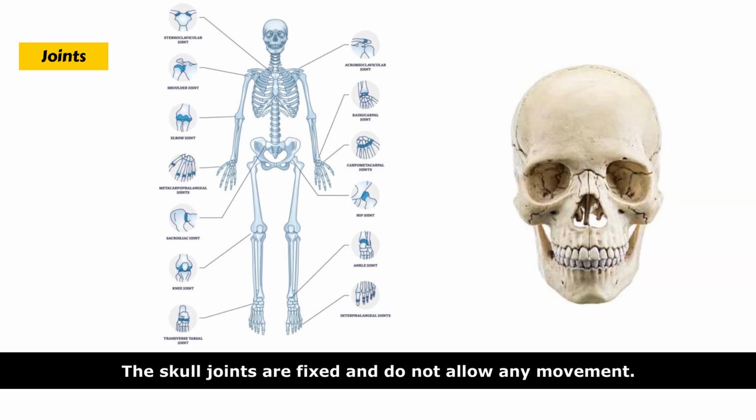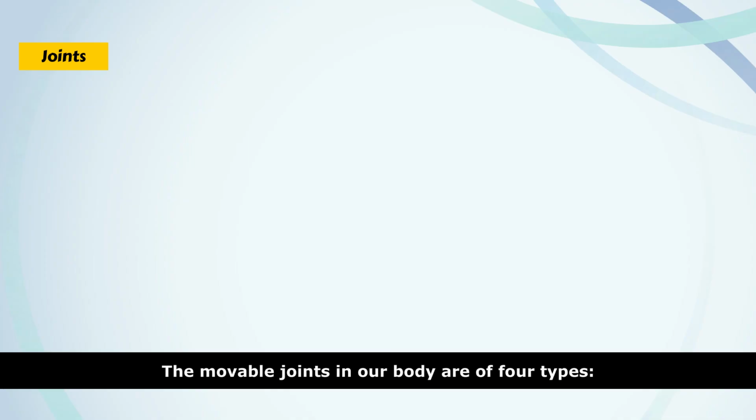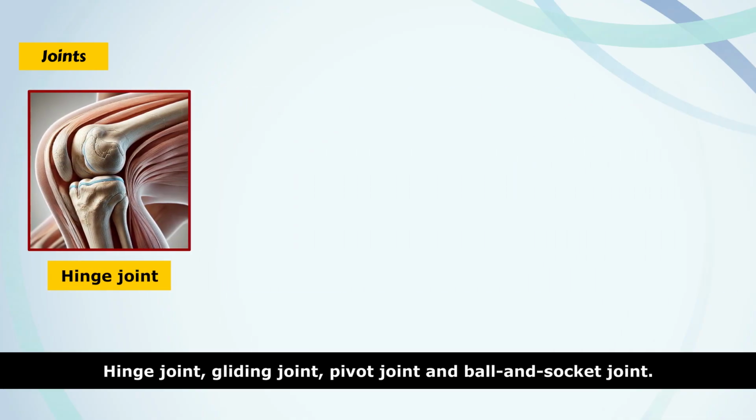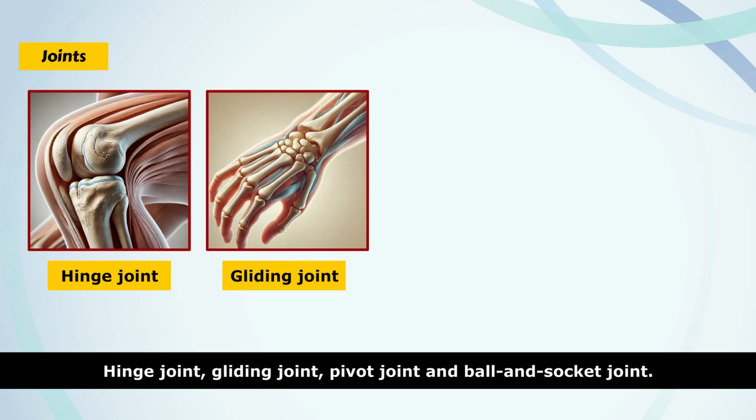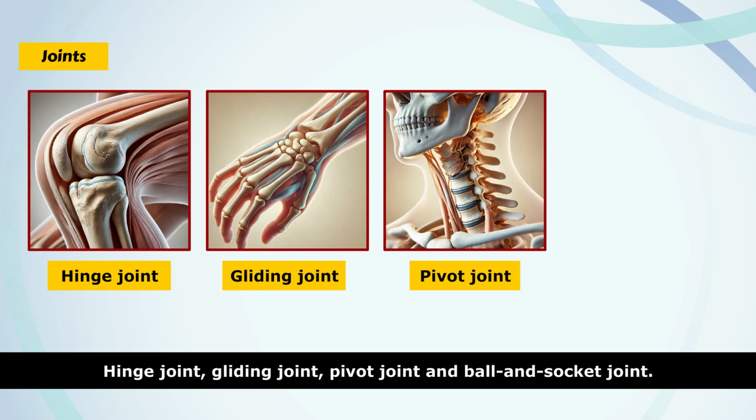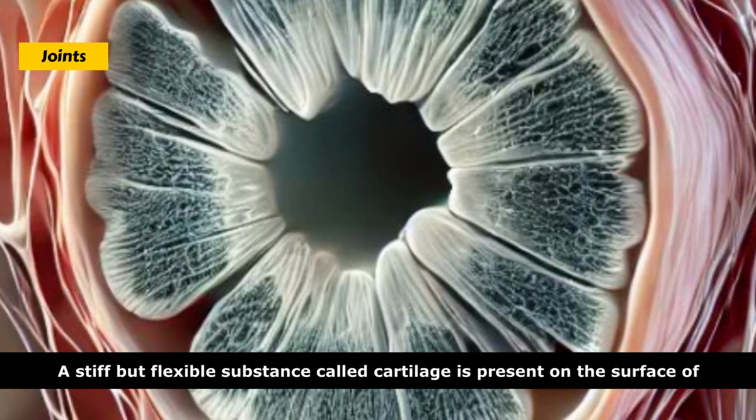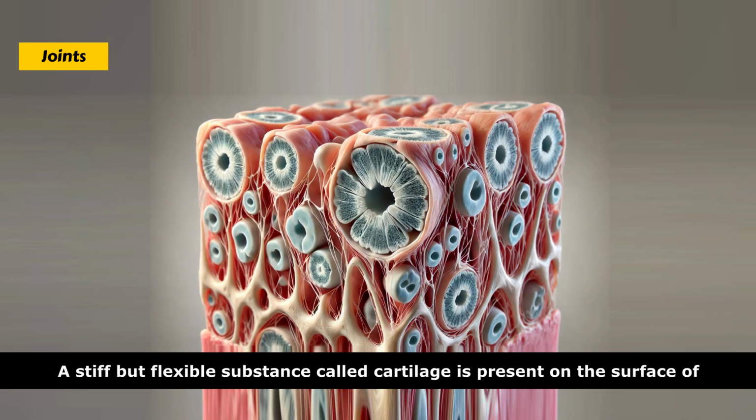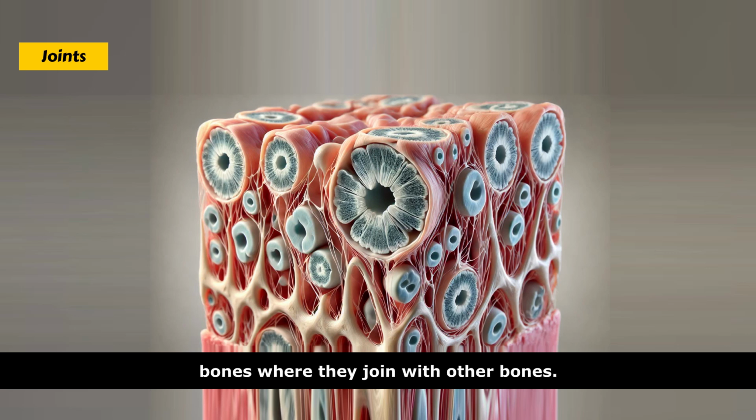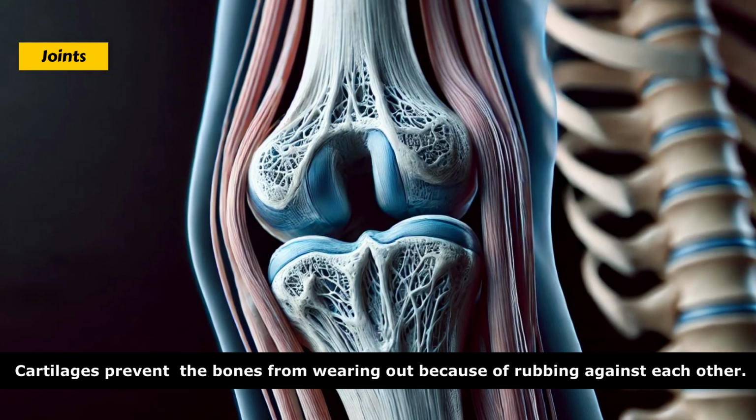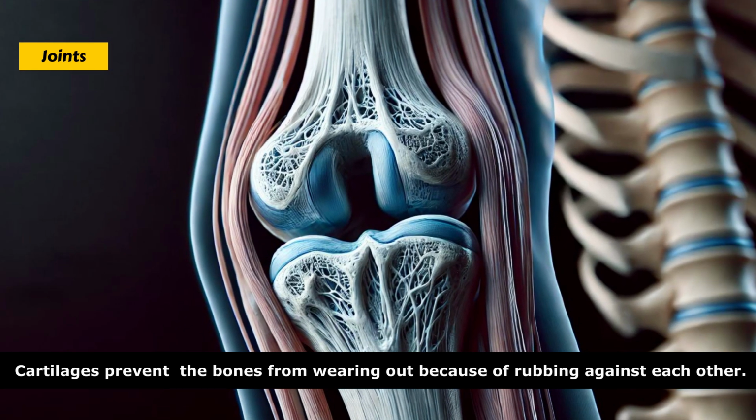The skull joints are fixed and do not allow any movement. The movable joints in our body are of four types: hinge joint, gliding joint, pivot joint, and ball and socket joint. A stiff but flexible substance called cartilage is present on the surface of bones where they join with other bones. Cartilages prevent the bones from wearing out because of rubbing against each other.